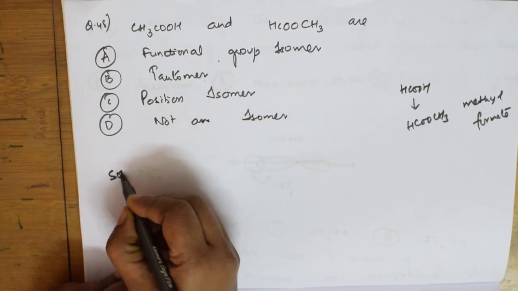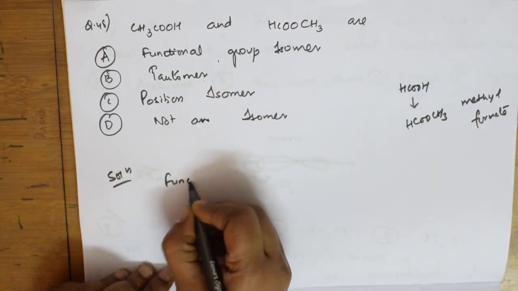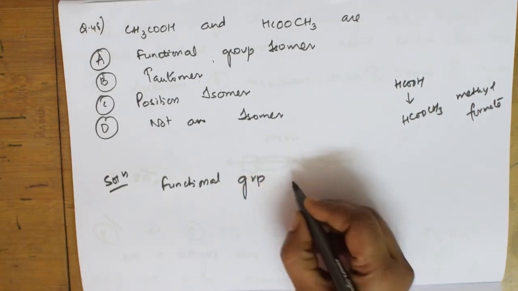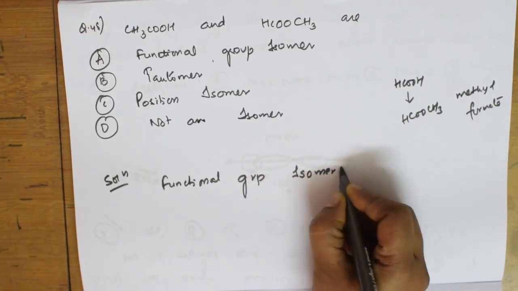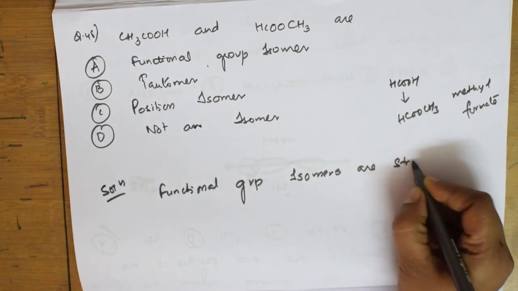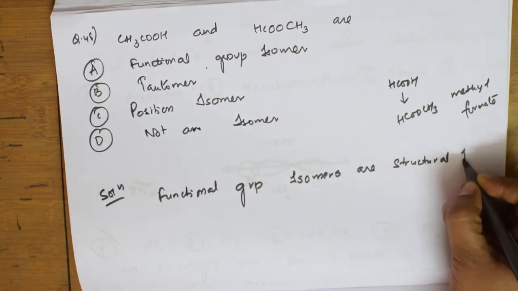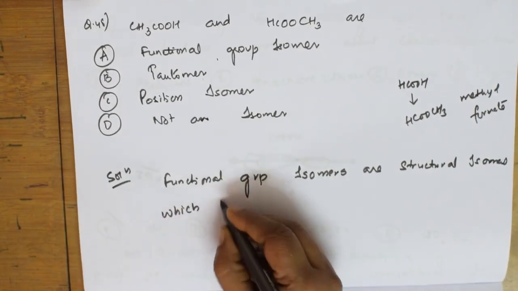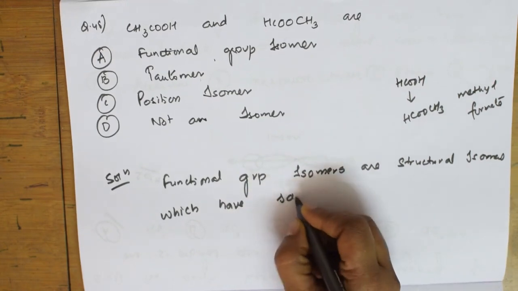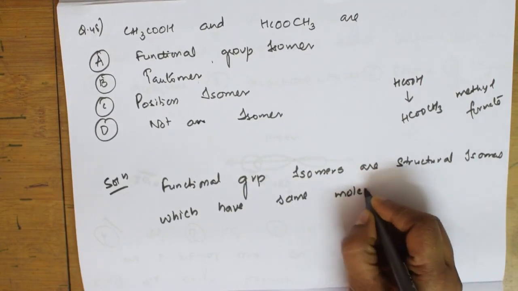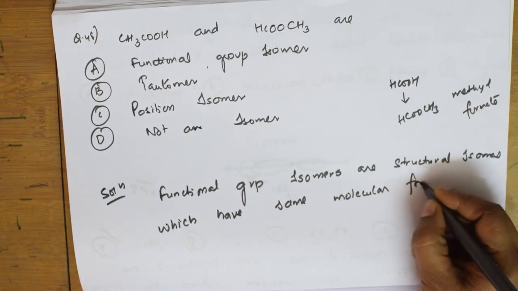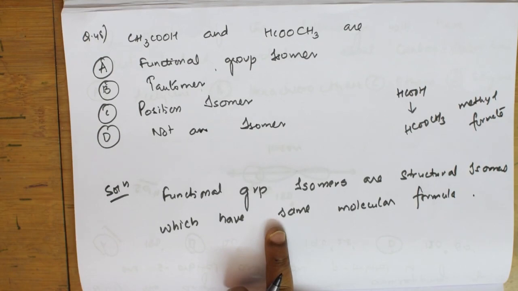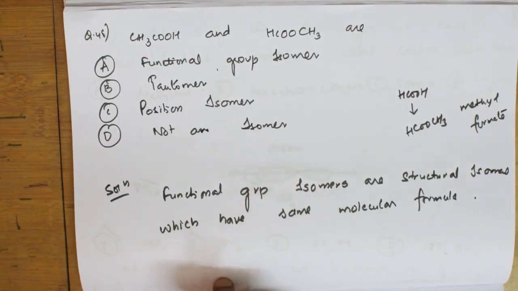So let us write that first. Functional group isomers are structural isomers which have the same molecular formula, right? So structural isomers which have the same molecular formula, that is what we have written.